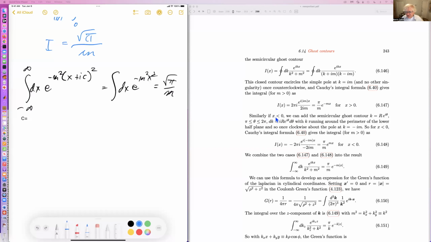For negative x, we have the opposite thing, and then we set k equal to r e to the i theta and go in the lower half plane. And then we pick up the pole at minus im, and that gives us this expression. We combine the two and we get that this integral is pi over m e to the minus m absolute value of x. And of course, here I'm assuming m is positive, so as not to clutter up the equation with absolute value signs.